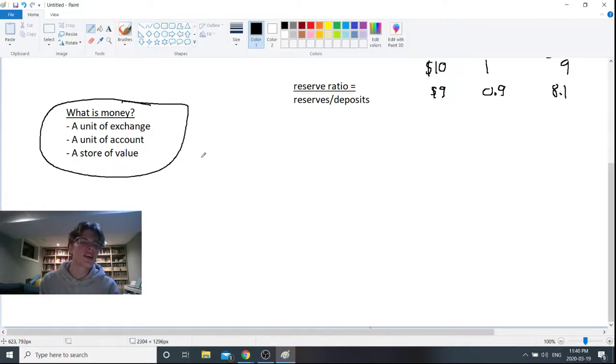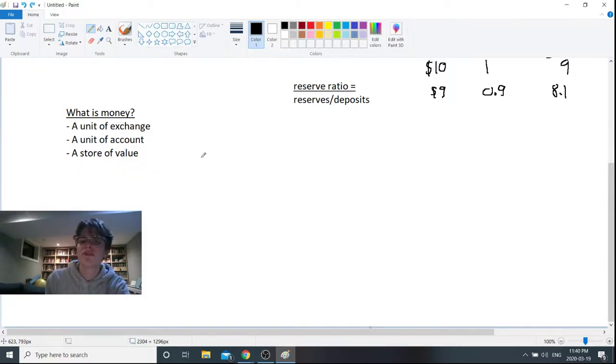There's a question that comes up in one of the tests that's like, why is Bitcoin not considered money? And we can say, well, it's not really a unit of exchange. It's kind of like a stock, right? I can't say, oh, I'd like to buy a muffin with this Bitcoin. That's not something we have yet in our economy anyway. So it's not a unit of exchange.